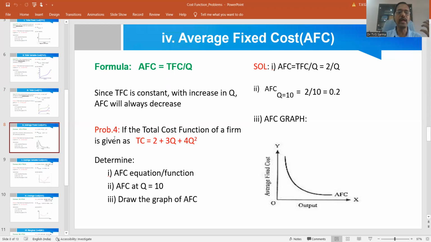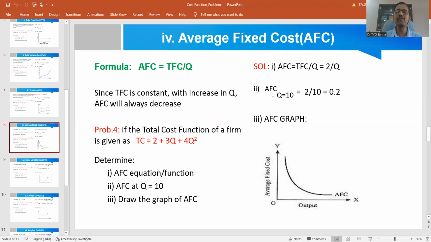So how can we understand this? By taking a small numerical problem wherein the cost function is given as TC = 2 + 3Q + 4Q², and we are supposed to determine the AFC equation, AFC at Q = 10, and draw the graph as in the earlier cases. If I would like to have average fixed cost, it is nothing but a ratio of total fixed cost by output. So this is 2/Q.